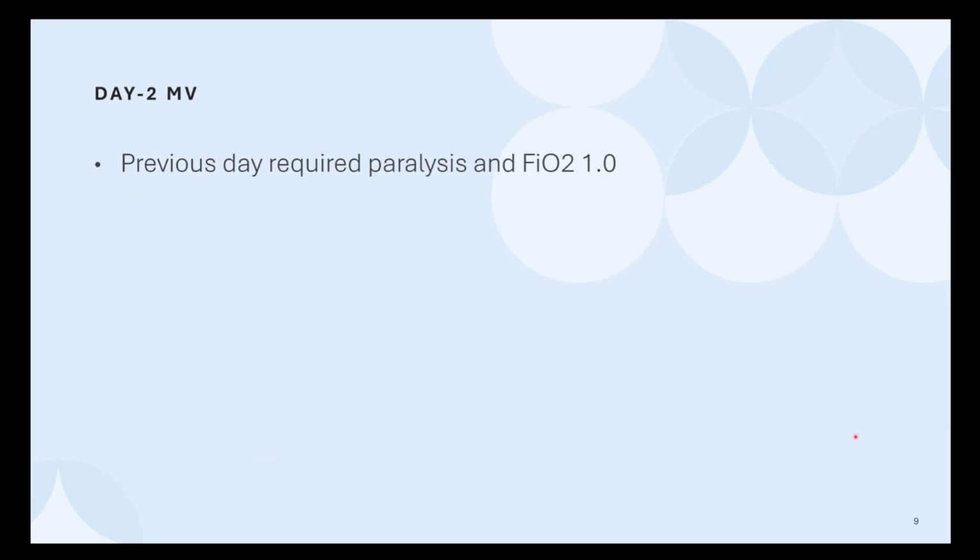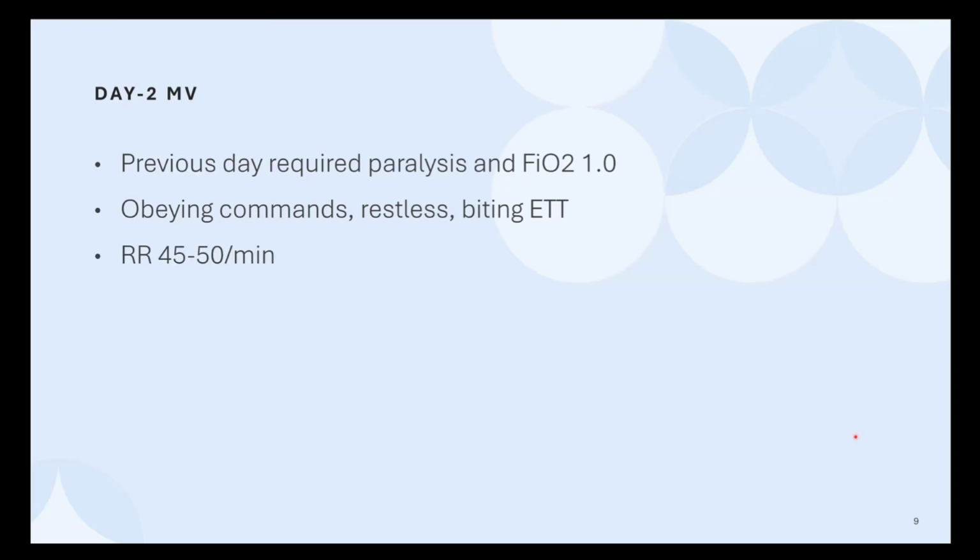So day 2 of mechanical ventilation, the previous day when she was intubated, required high FiO2 setting, required paralysis because she was just very much fighting the ventilator and in severe ARDS. And as you recall in Dr. Paul's talk, early paralysis can be considered in certain patients, although by the end of the day, it will not affect the outcome. Then day 2, already off paralysis and all that, she was already obeying commands, but was still restless, biting the ETT, RR of up to 45 per minute, and saturation 78 to 82% under FiO2 of 0.6 only, right?